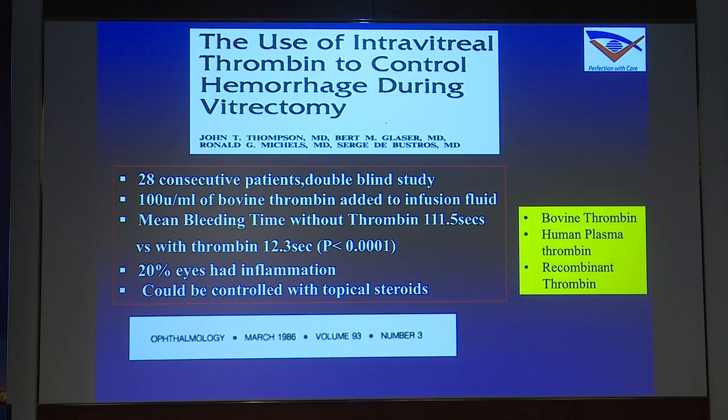There was a small study which was published way back. We don't use it often, but I think it has relevance: the use of bovine thrombin. People have used human plasma thrombin or a recombinant thrombin, because recombinant thrombin doesn't have the problems related to diseases and viral infections, and can be very useful for controlling bleeding on the table.